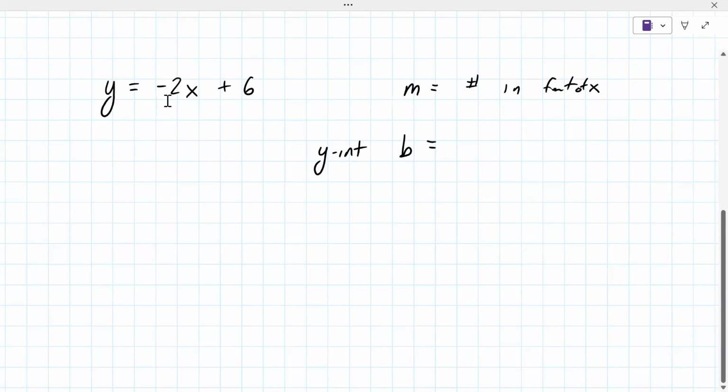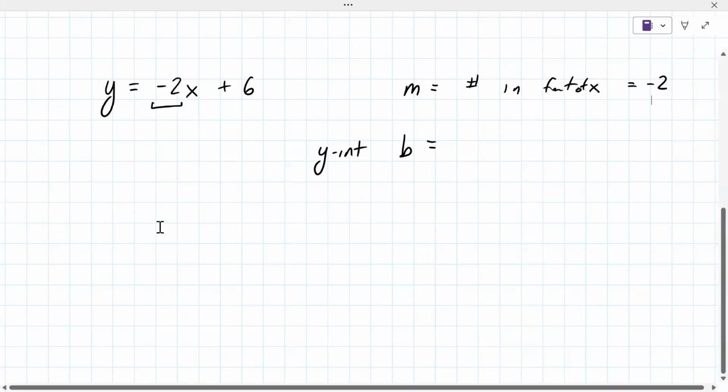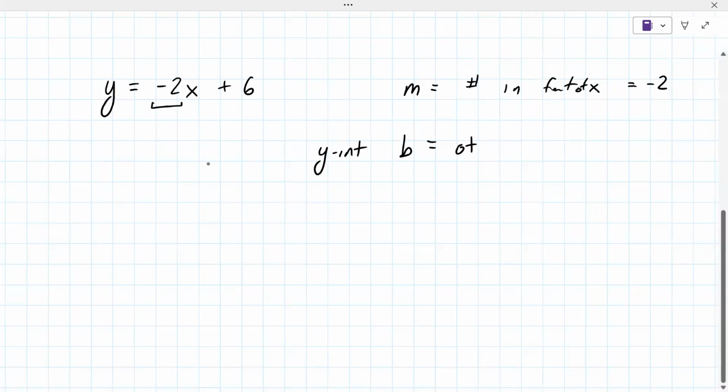So this number here is not 2, it is what? The number in front of x. It includes the sign. That's -2. Okay, now the b value is the other number, which is 6. The y-intercept means where it crosses the y-axis.